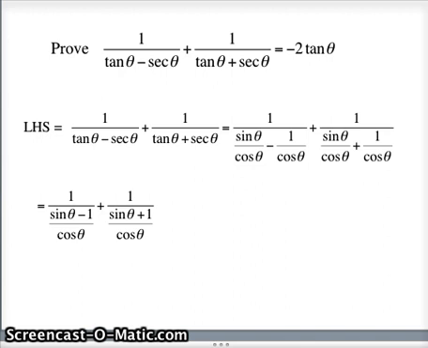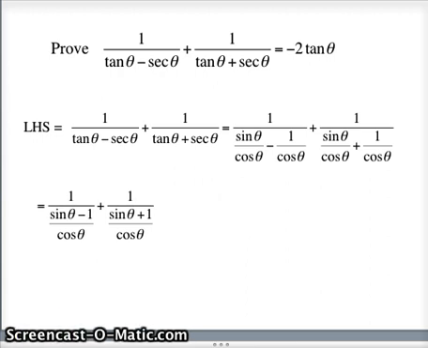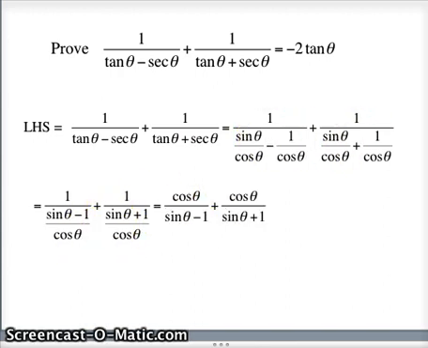So doing the division carefully, we just get cos theta over sine theta minus 1 plus cos theta over sine theta plus 1. Let me correct that. So indeed I've made that correction. Sine theta minus 1 over cos theta, sine theta plus 1 over cos theta, which then will give me cos theta over sine theta minus 1 plus cos theta over sine theta plus 1.